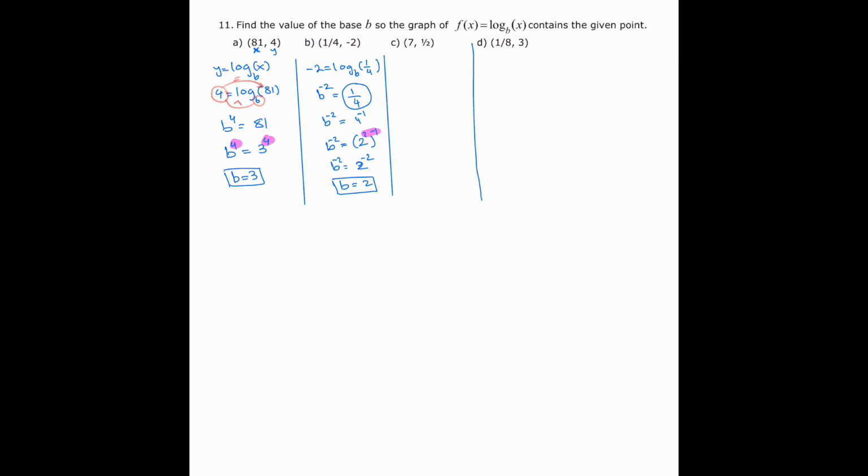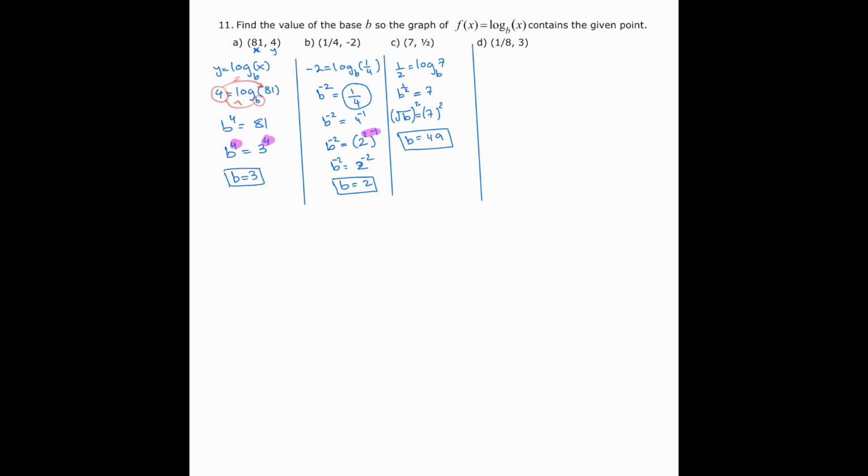C. We have 1/2 equals log base b of 7, which means b raised to 1/2 equals 7. In other words, square root of b equals 7. To solve for b, we're going to square both sides. So b is equal to 49.